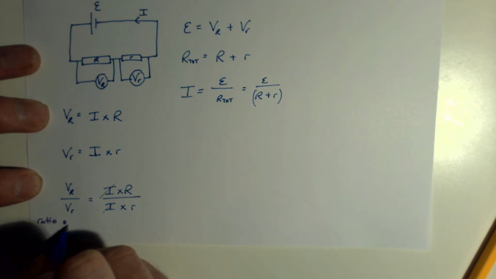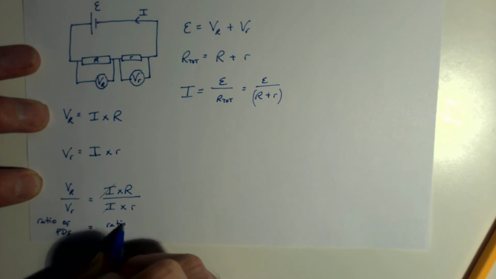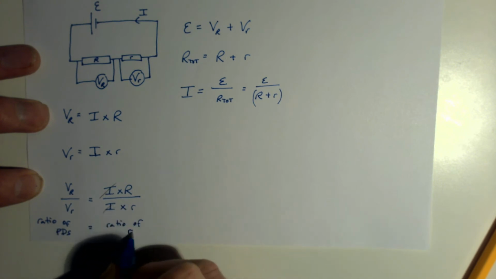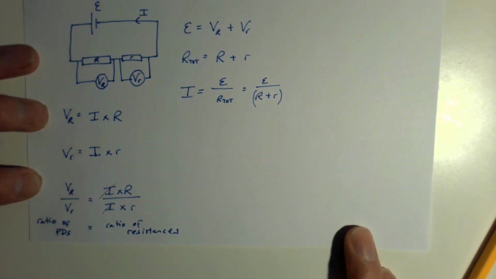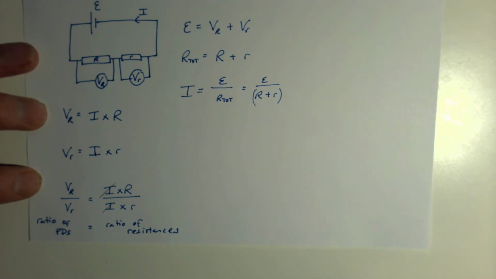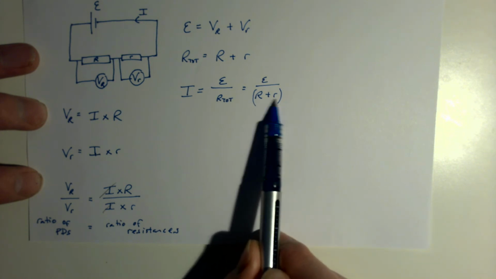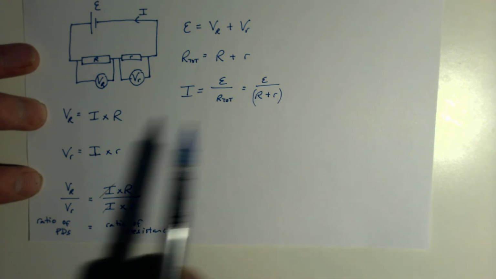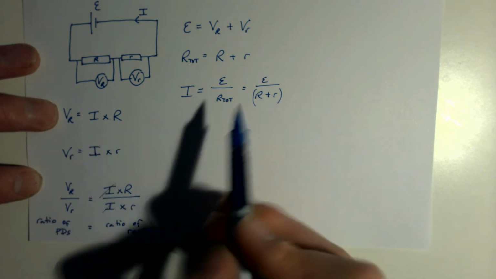So the ratio of the potential differences is equal to the ratio of resistances in a potential divider circuit. So that's nice, but we can do some other stuff as well. Okay, what else can we do? We can use this expression for the current in this equation here.